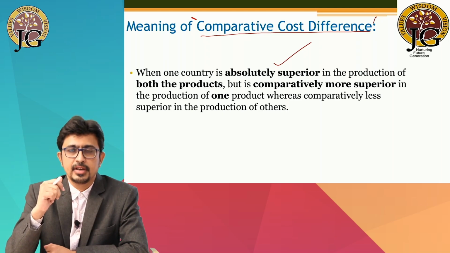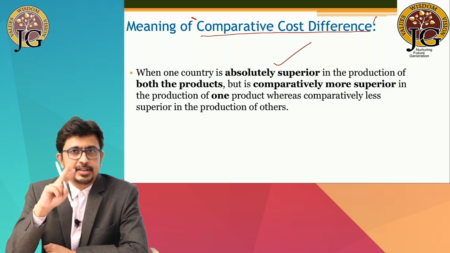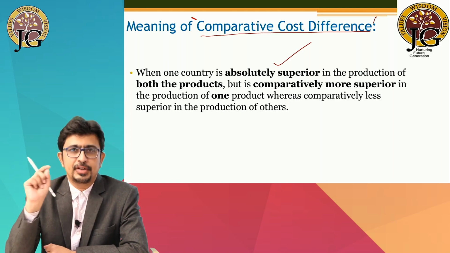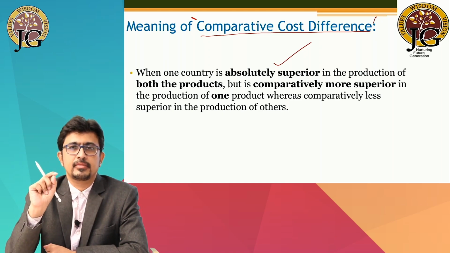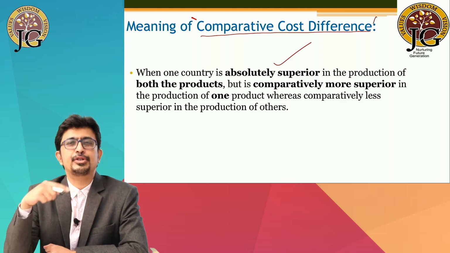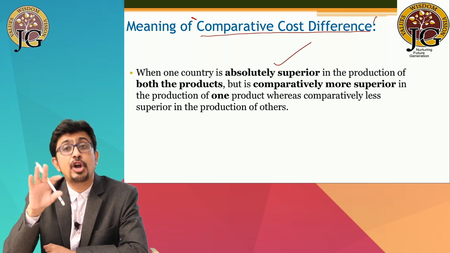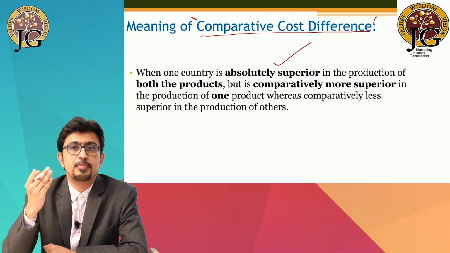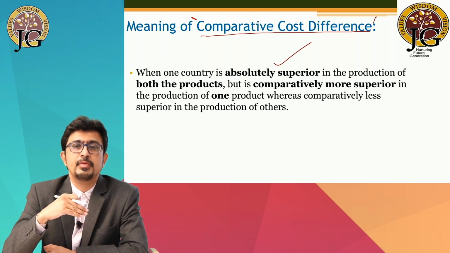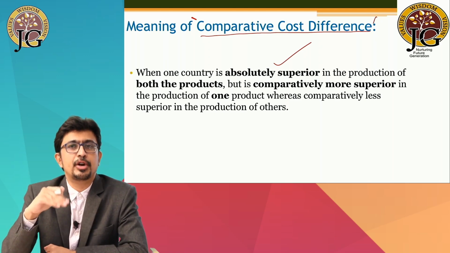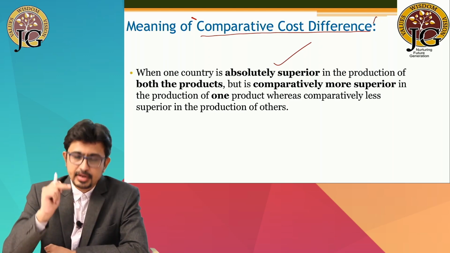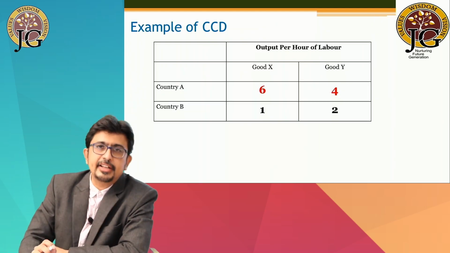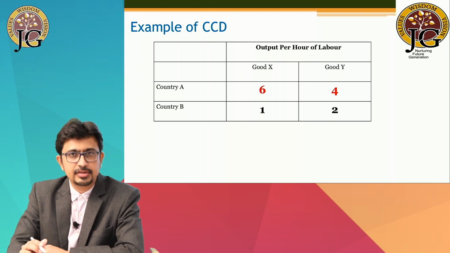I repeat. Now there are 2 countries and 2 commodities. Comparative cost difference is a situation where one country is absolutely superior in production of both the products, but it is comparatively more superior in the production of one commodity, whereas comparatively less superior in the production of the other commodity. Now the table or the example will help us in understanding the meaning of comparative cost difference.